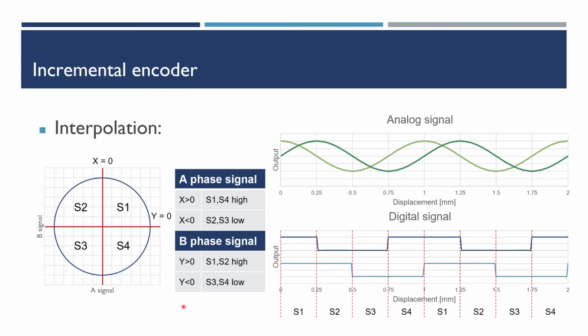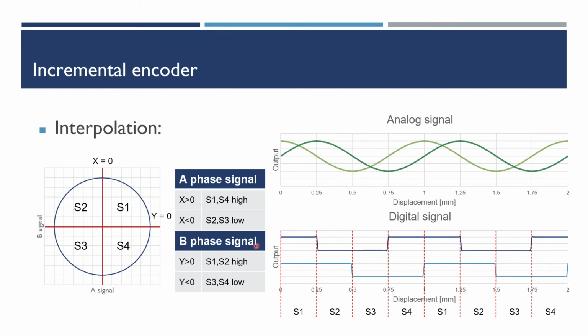So for the algorithm, we can define that when x is larger than 0, we will output binary 1 for digital signal A. And when x is smaller than 0, the digital signal A will have a binary 0, which is the dark blue line in the figure shown here.